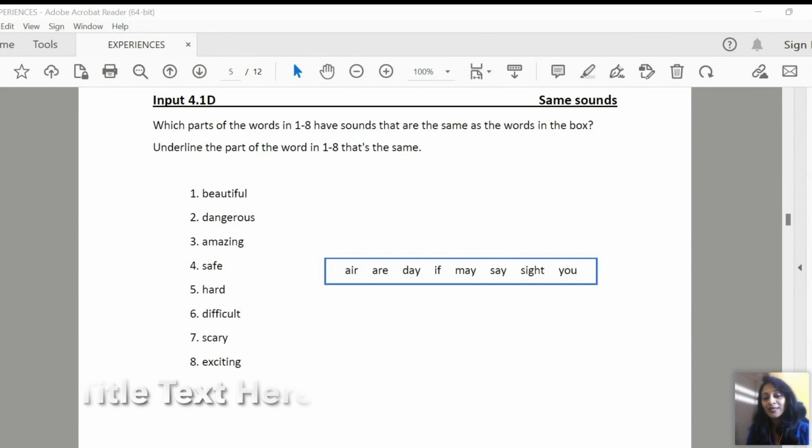And the last one, exciting. Exciting. Absolutely. Sight is the right word. Lovely. Beautiful. Right. I think that's quite interesting that we were able to find the similar sounds with the words on the left, with the words on the right, which also triggers a lot of sounds inside the classroom.